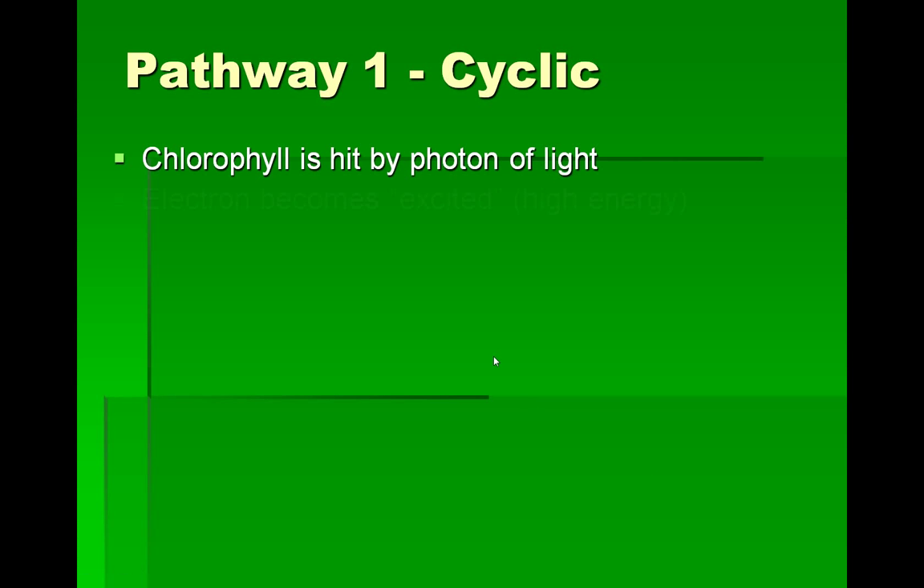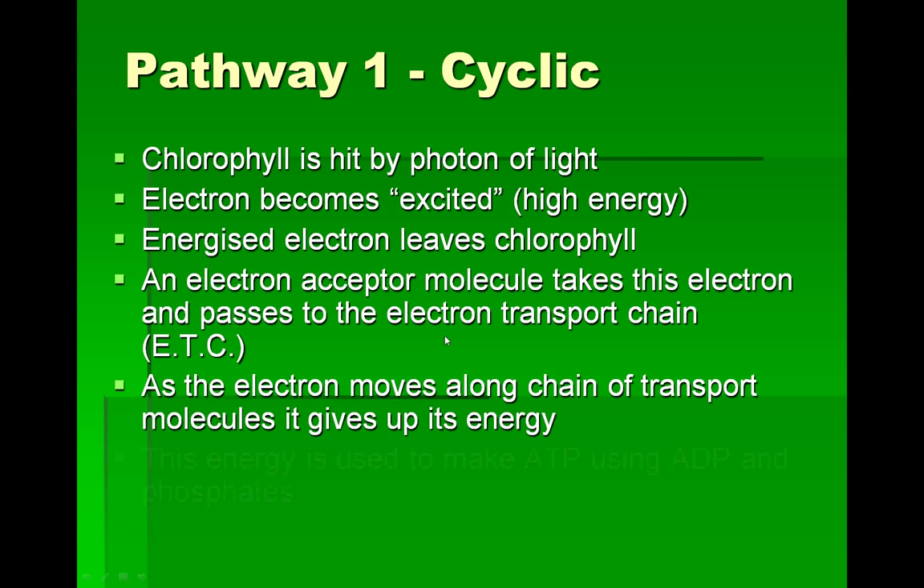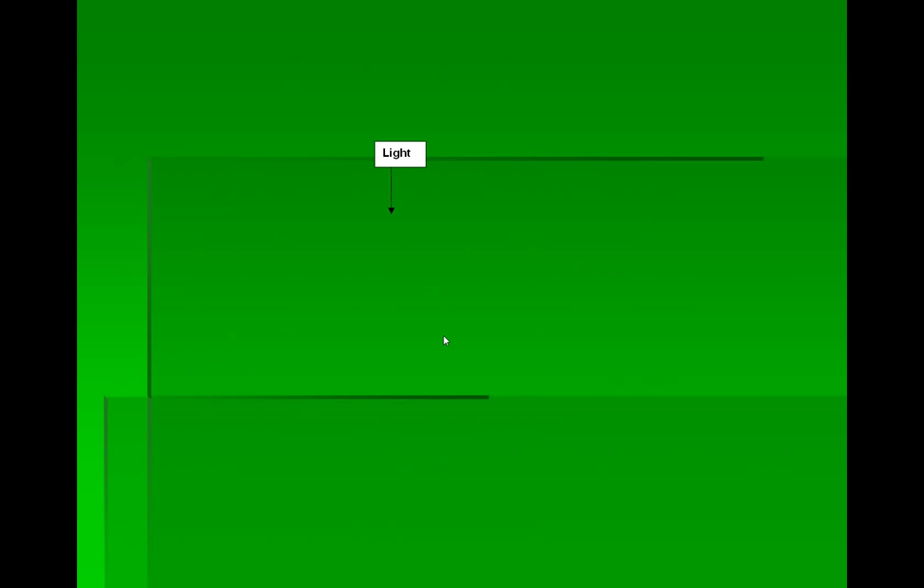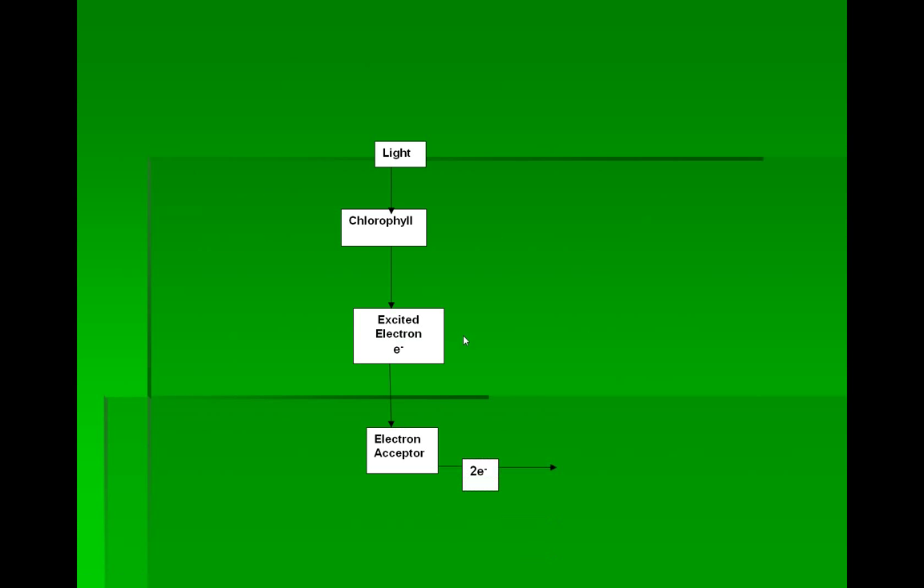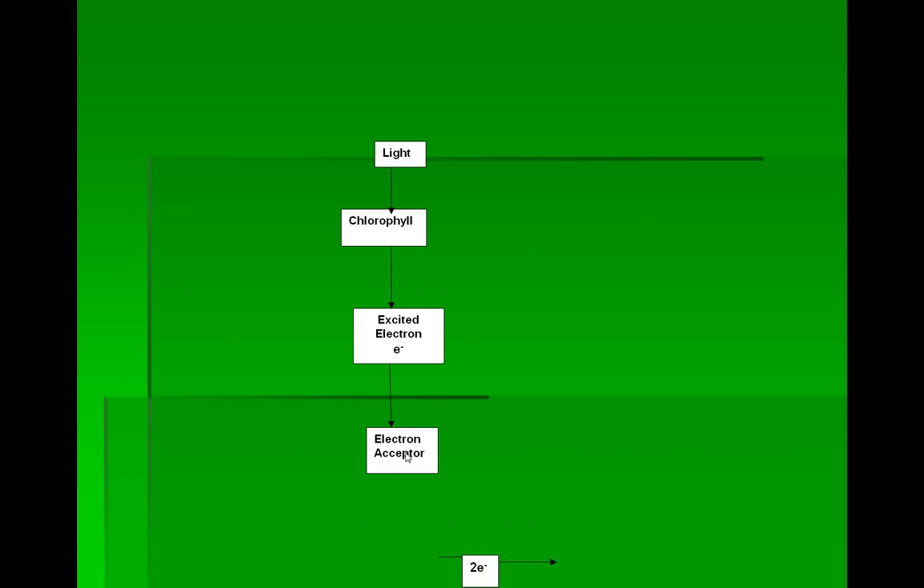Pathway 1, we'll just flick through the text there, and we'll see that pathway 2, when we look at it, is going to start out in a similar way. So just to go back again, as we said with pathway 1, light hits chlorophyll. Chlorophyll gets all excited. Excited electrons leave chlorophyll, and they are taken by an electron acceptor and passed on in pairs to NADP+.